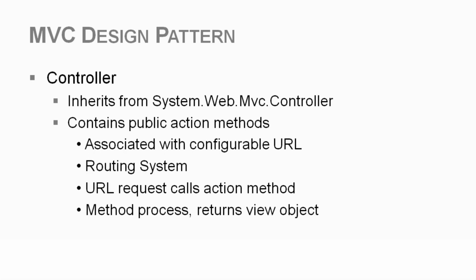So in ASP.NET, the controller inherits from System.Web.Mvc.Controller, and it will contain public action methods. And those methods may be for the initial page load, or they may be in response to any sort of user input on that page. There are associated configurable URLs associated with the controller, and the routing system will point and translate URL requests into those URLs, which will in turn call controller action methods. And we'll see how this works when we get to actual code examples. Those action methods will process and then return a view object, which typically is a data model.